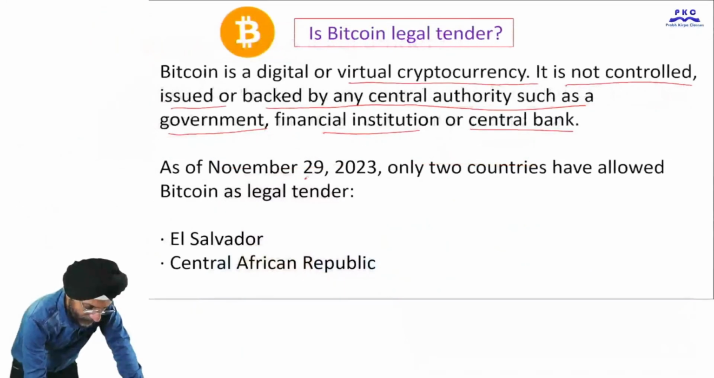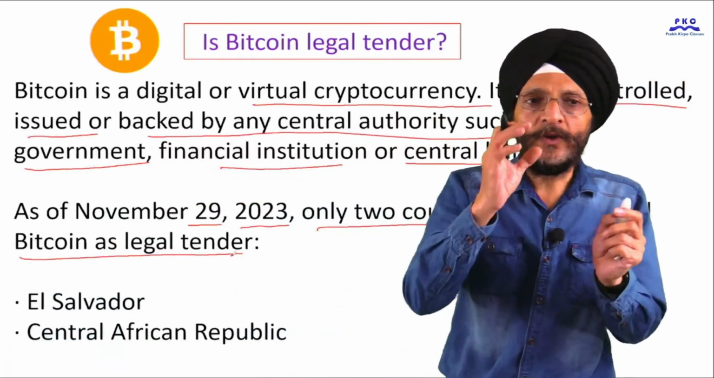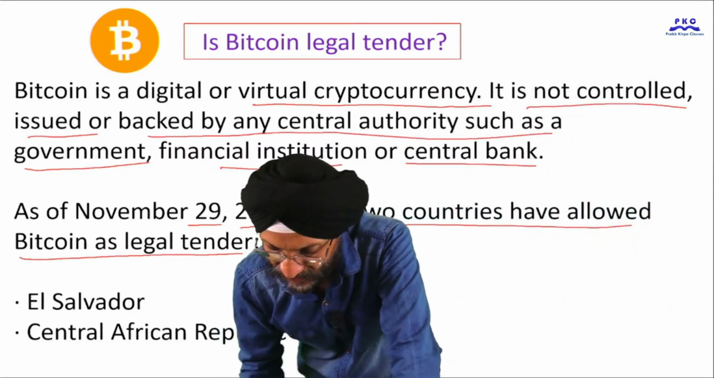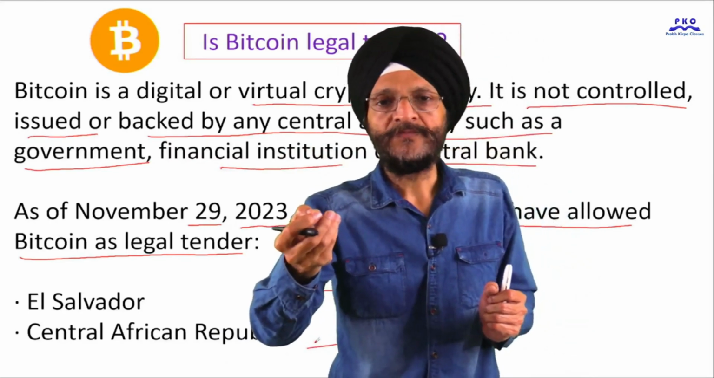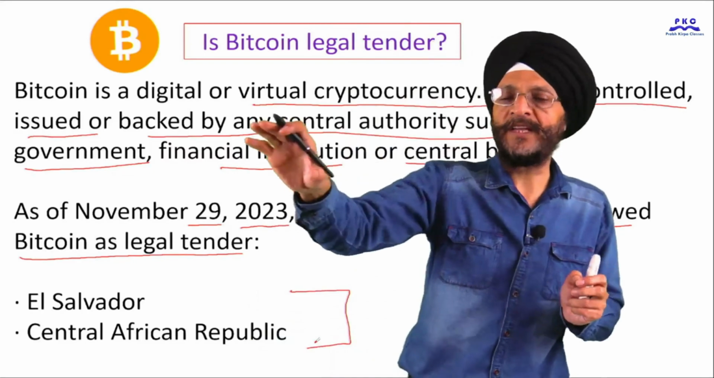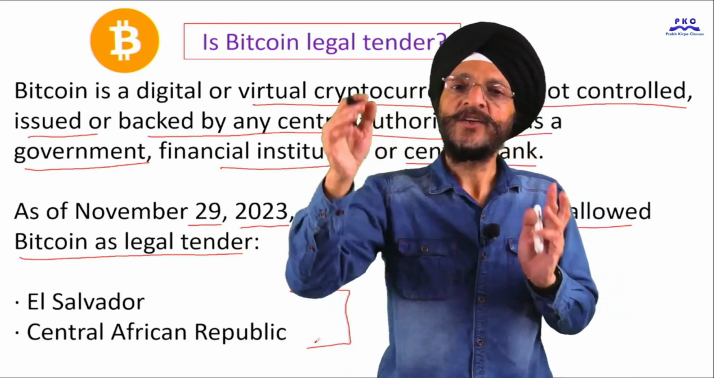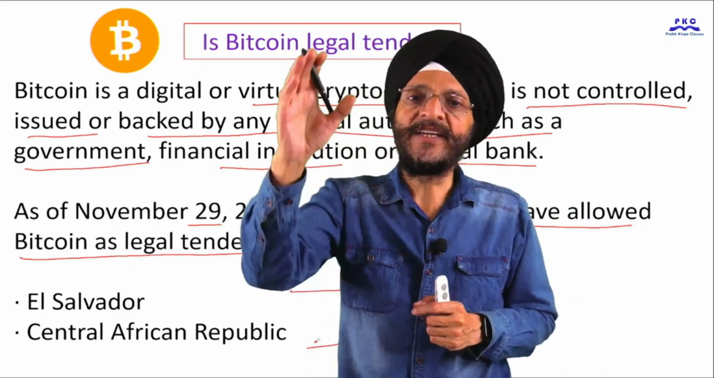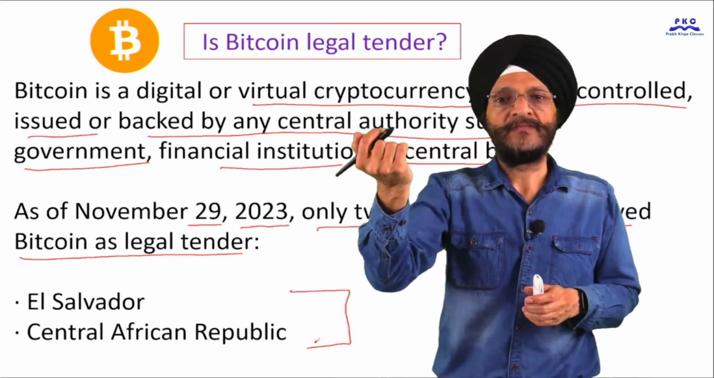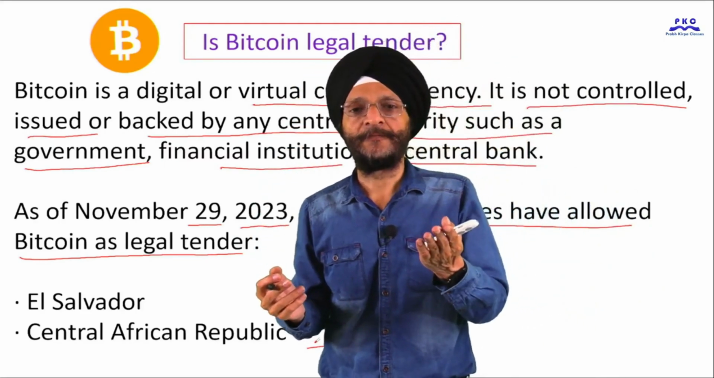As of November 29, 2023, only 2 countries have allowed Bitcoin as a legal tender. It means that only in these 2 countries, El Salvador and Central African Republic, you can use Bitcoin to purchase goods or to make the payment of debts or to avail services. You can make the payment in Bitcoin only in these 2 countries. The government has officially recognized in these 2 countries that the Bitcoin is legally valid currency in their country or legally valid form of money. You can use it in those countries.